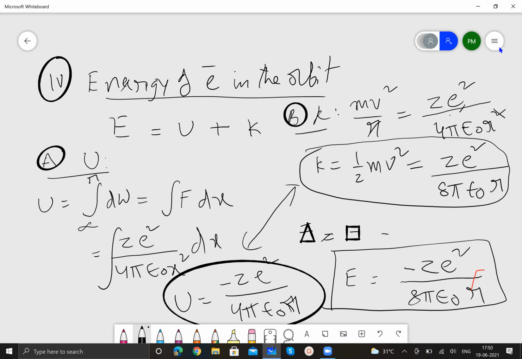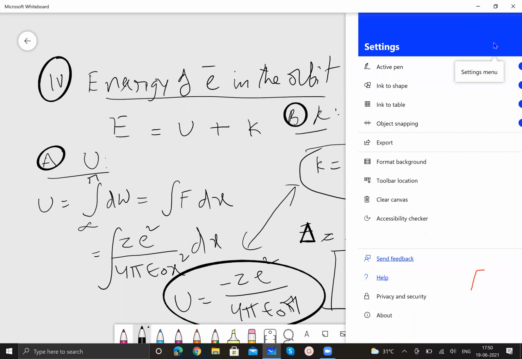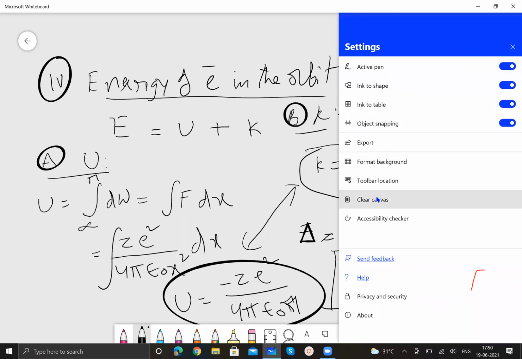Shall I remove this? Have you noted? Yes, sir. Swarna? Swarna? Swarna is not talking.